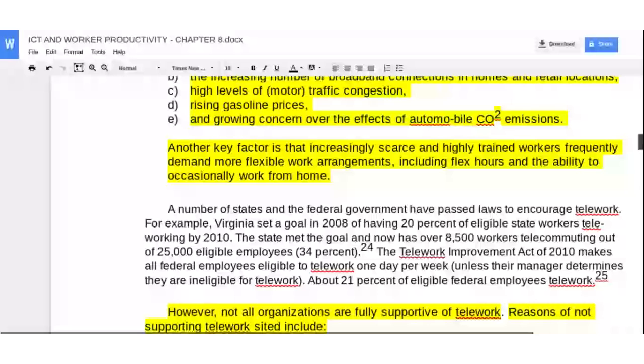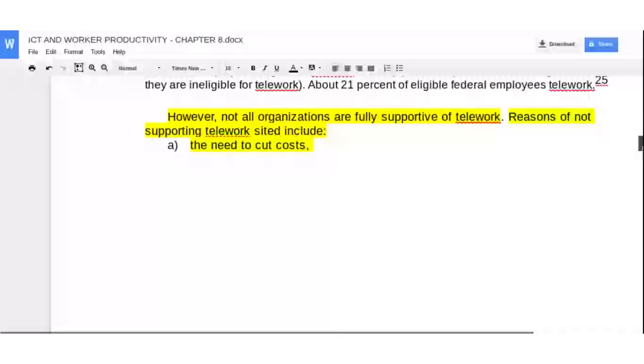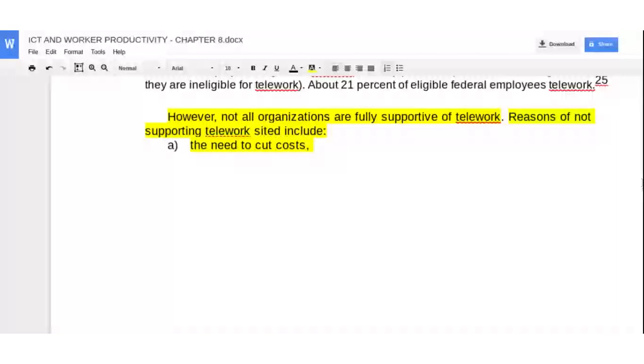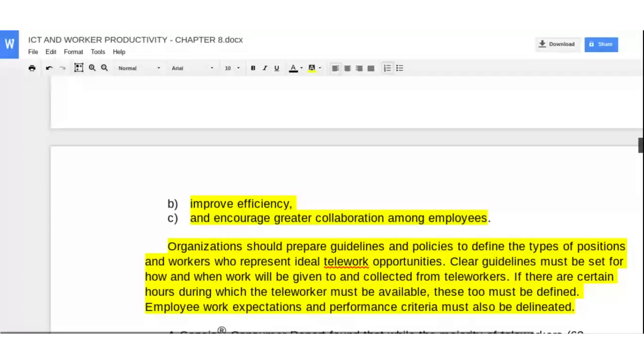And as I had said earlier on, some organizations are not looking at teleworking very positively. It says here, however, not all organizations are fully supportive of telework. So what are the reasons? Again, some reasons are given there. I'm just highlighting without necessarily wanting to discuss this. So look at that. It's very, very important that you look at this as well.